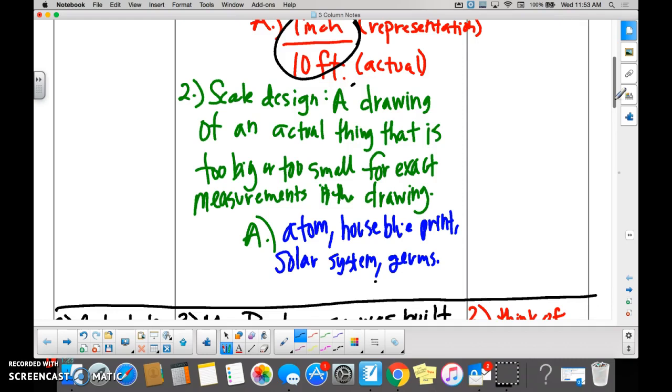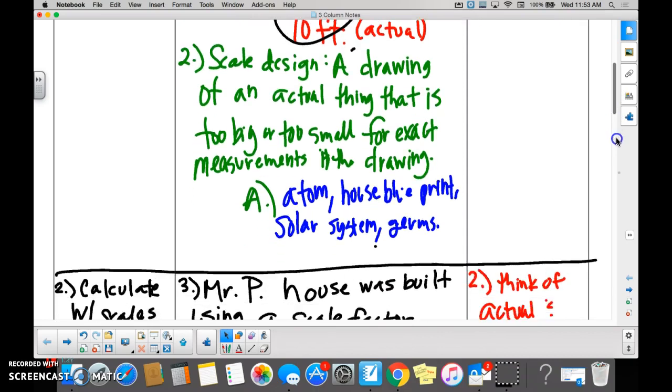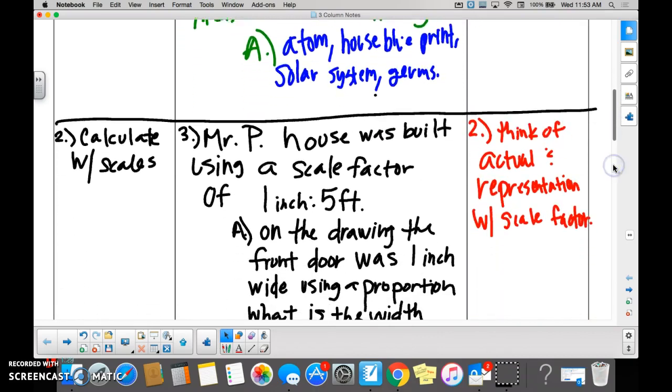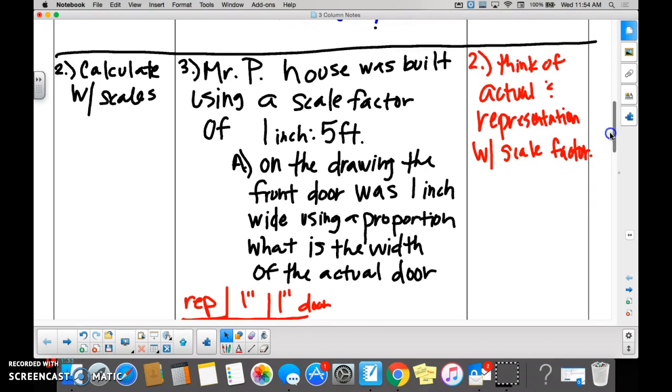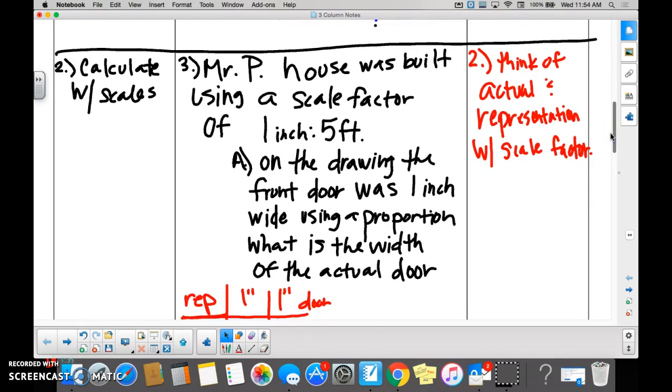You guys agree? Yep. Okay. Perfect. So then we did some practice, and we talked about house building because everyone can kind of visualize what that would look like. So on a drawing, we had 1 inch to 5 feet, and we were able to solve for those scale factors.